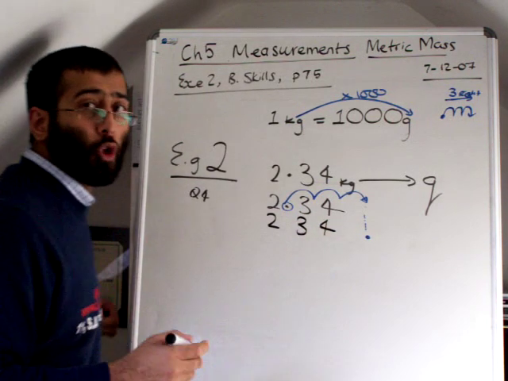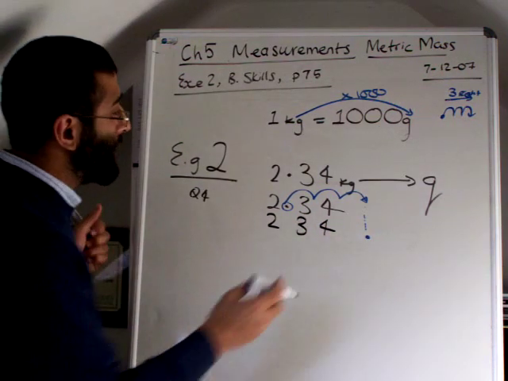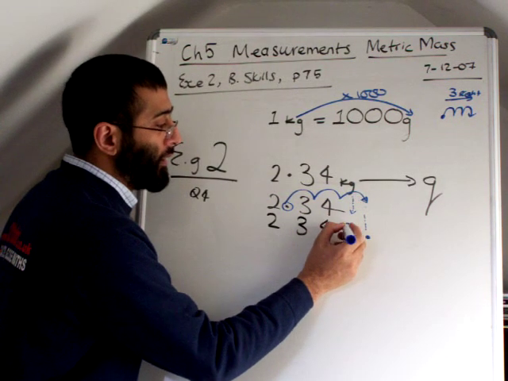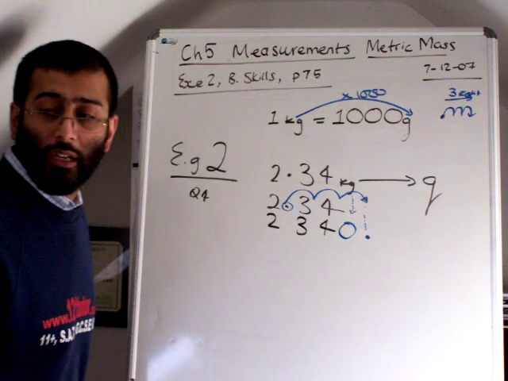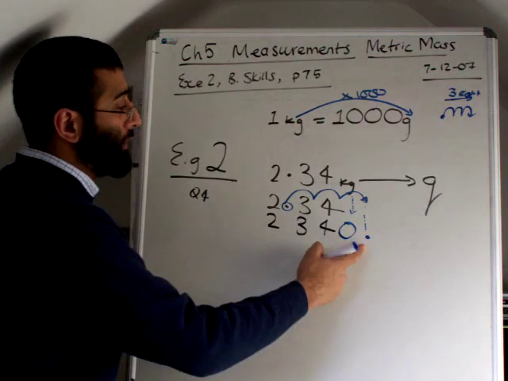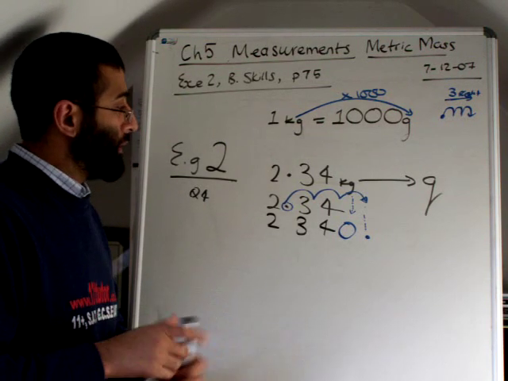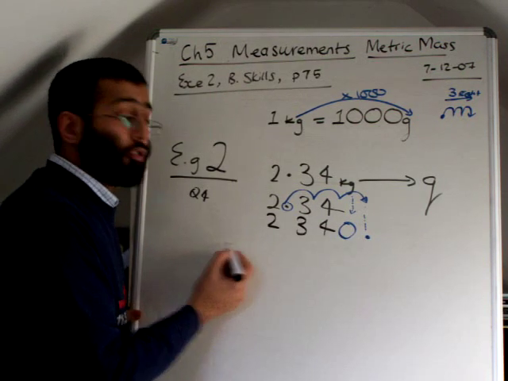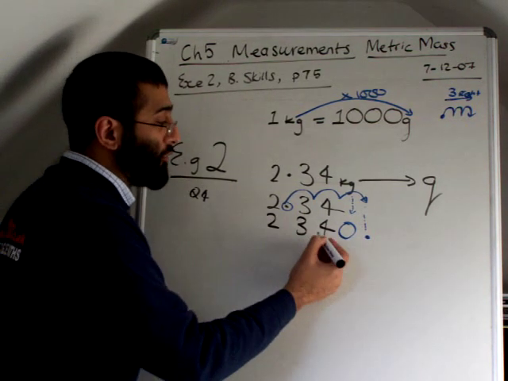Now remember, what do we do with the empty gaps, the empty humps? Well, the empty hump here, we must put a 0 in there. So we have now 2340 point. Okay. Now, this is our rough answer because we've got 2340 point.